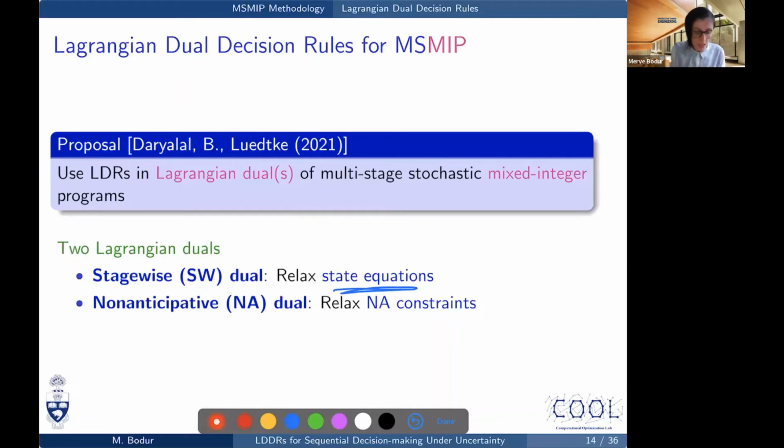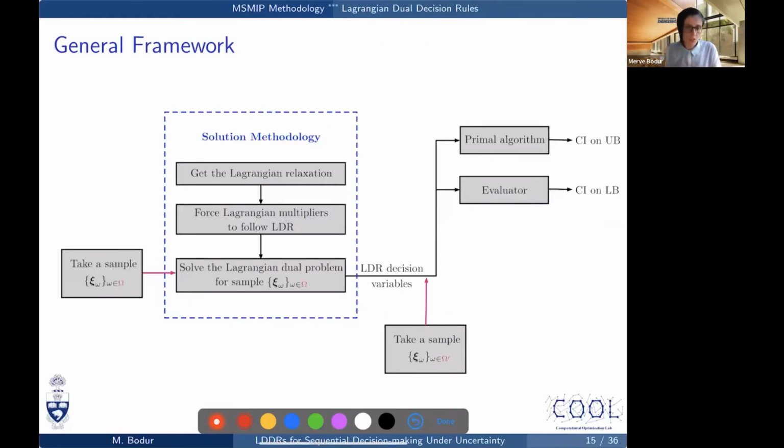The other one: I will first show you an alternative reformulation of the original multi-stage problem called the nonanticipative dual. For that one, there will be so-called non-anticipativity constraints, which we will relax in a Lagrangian fashion. So we will use either one of these Lagrangian relaxations. Here is our full general framework to obtain primal solutions as well as dual solutions, as such lower and upper bounds on the true optimal objective value of our multi-stage stochastic programs.